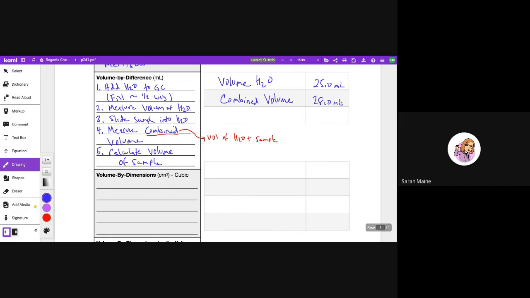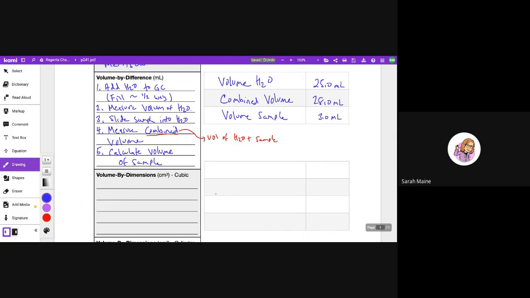28.0 milliliters. And then lastly, when I no longer am using the graduated cylinder, by making a calculation, the final answer represents the volume of the sample. And so 28.0 minus 25.0, my sample's volume is 3.0 milliliters.